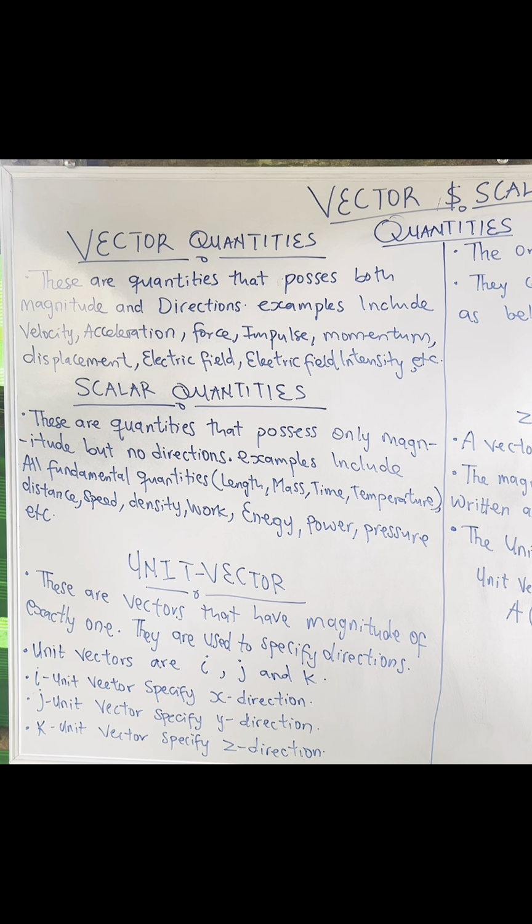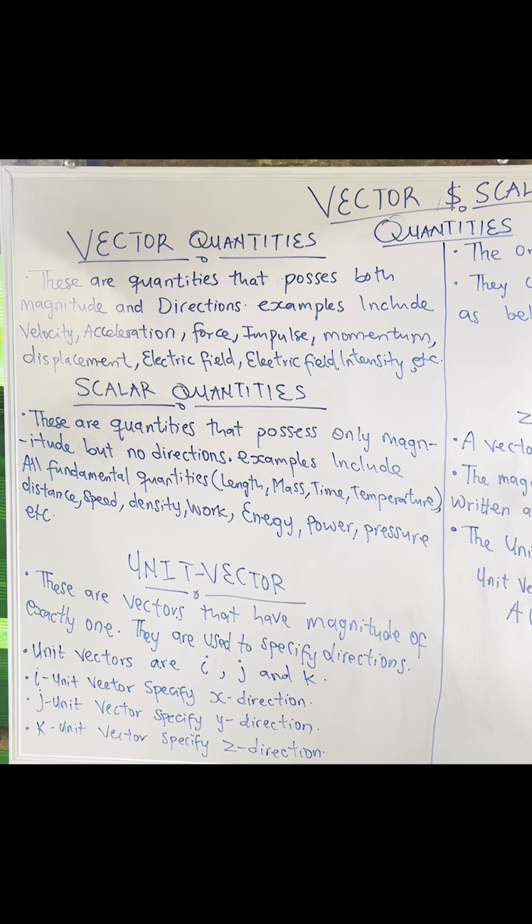Now, scalar quantities are quantities that have only magnitude but no direction. Examples of scalar quantities include all fundamental quantities. In our previous video, we explained what fundamental quantities mean. So all fundamental quantities, length, mass, time, temperature, luminous intensity, are scalar quantities. Distance, speed, density, work, energy, power, pressure, they are all scalar quantities. We can also have other scalar quantities.